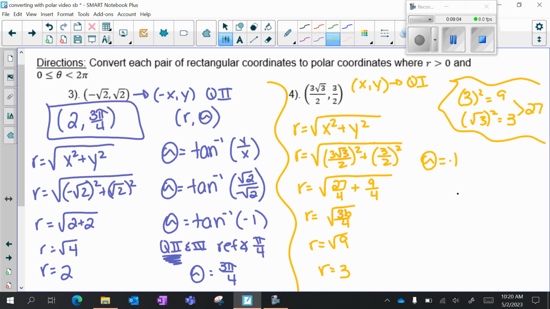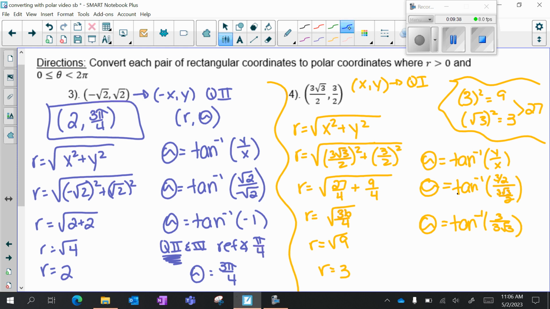Theta is equal to inverse tangent of y over x. So for this question, theta is going to be equal to inverse tangent of y, which is 3 over 2, over x, which is 3 rad 3 over 2. So you need to do some algebra over here. If you need to do it on the side and do keep, change, flip, that's fine. But this is going to be inverse tangent of 3 over 3 rad 3. Your 3's are going to divide out. So this becomes inverse tangent of 1 over rad 3.